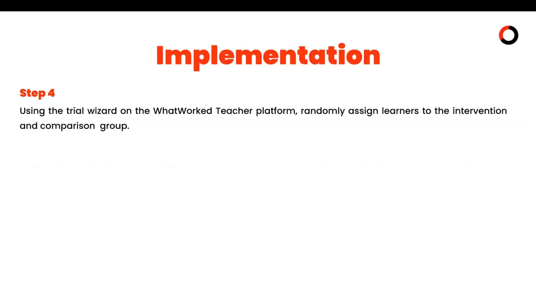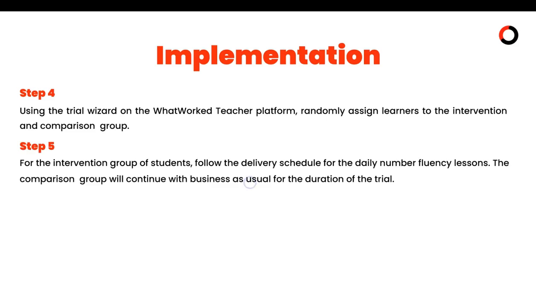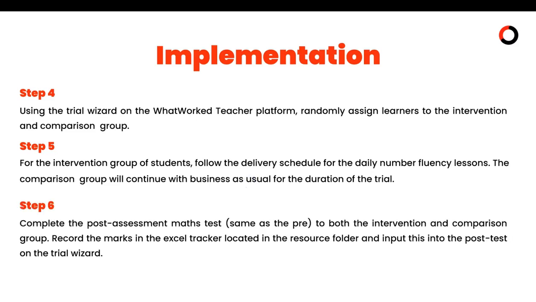Step 4. Using the trial wizard on the What Teachers platform, randomly assign the learners to the intervention and the comparison group. Step 5. For the intervention group of students, follow the delivery schedule for the daily Number Fluency lessons. The comparison group will continue with business as usual for the duration of the trial. Step 6. Complete the post-assessment maths test, which is the same as the pre, to both the intervention and comparison group. Record the marks in the Excel tracker located in the resource folder and input this into the post-test on the trial wizard.